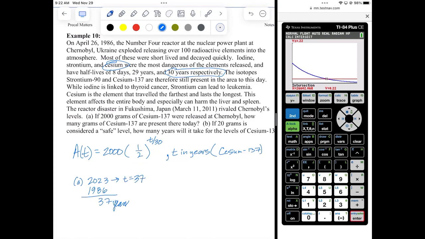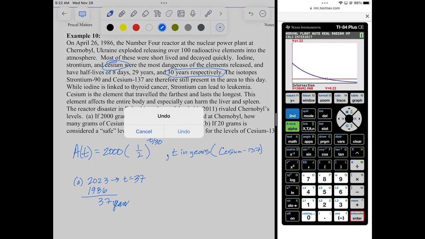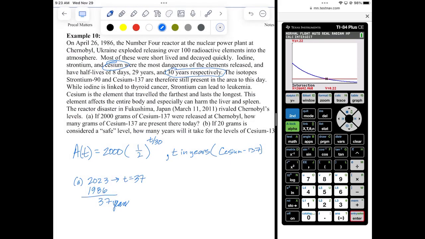How do we communicate in function notation that we're plugging in a 37 for T? What do we write? A of 37. Good. So now we're back to notation. You would certainly get a check for the model if this were a quiz, but now we're going to put A of 37. That's going to be a check. And now we can either plug it in or, like I like to do, let's go ahead and type the equation in Y1 and see what the graph looks like here.